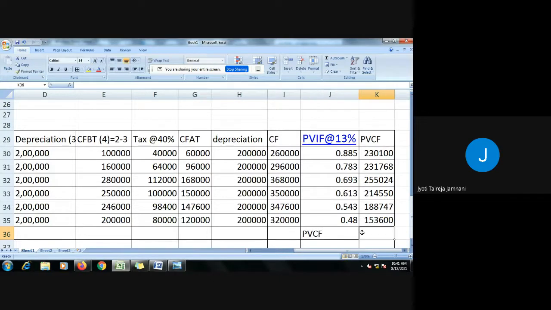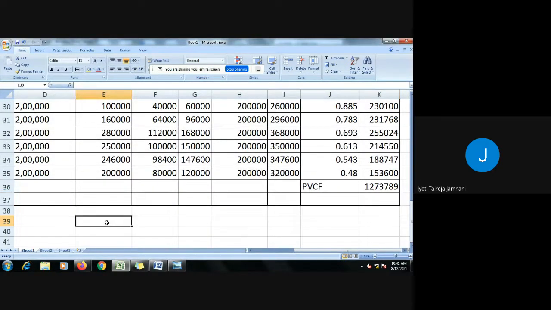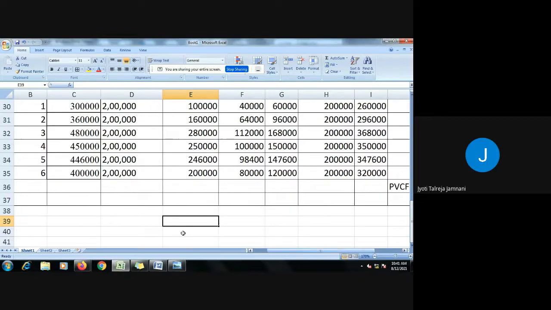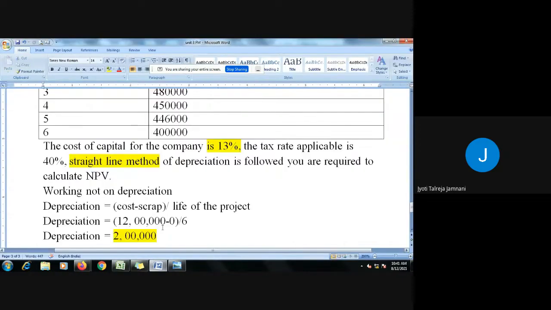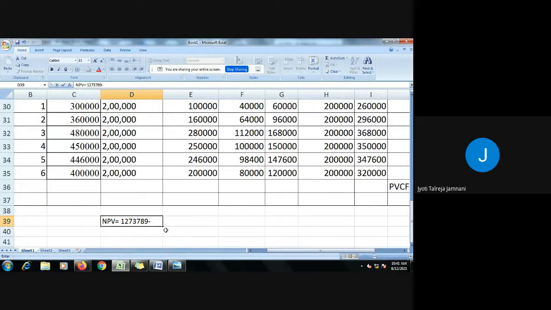So this is the present value of cash flows, 12,73,789. Now we can find our NPV. NPV is equal to present value of cash flows, which is 12,73,789, minus the initial investment. And here they've given in the question in the paragraph, the initial investment is rupees 12 lakh. So from 12,73,789, we will minus 12 lakh.